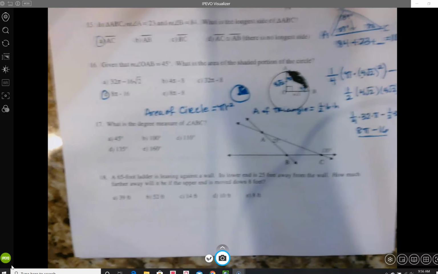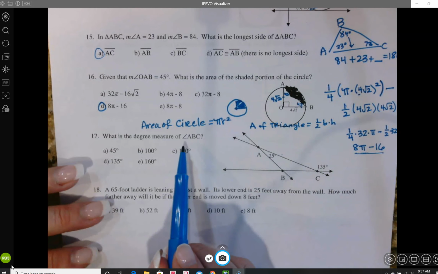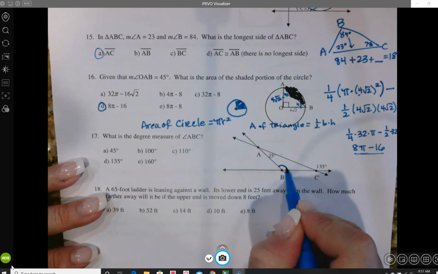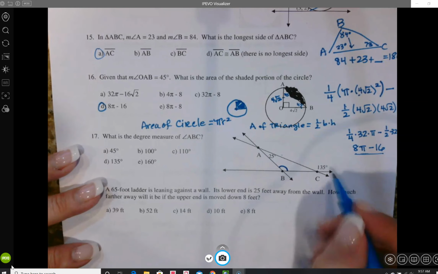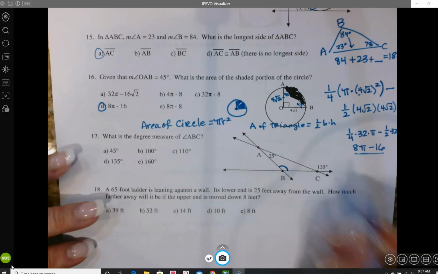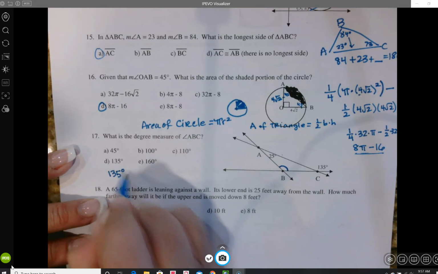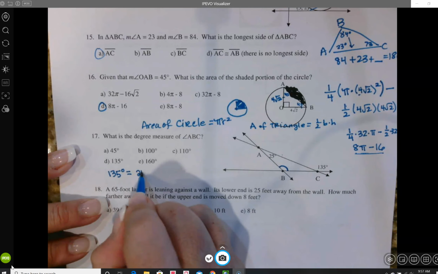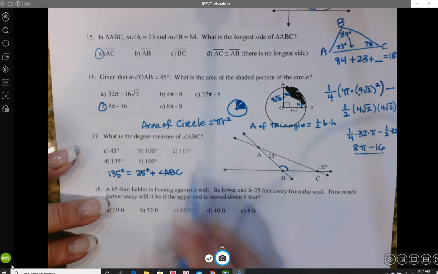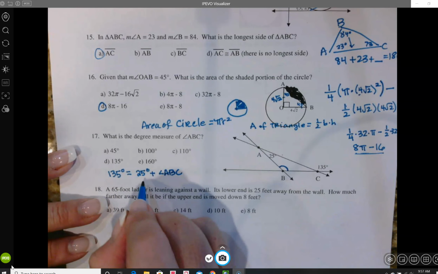Now looking at number 17, this looks like one of the diagrams we've used before. Maybe it'll be something we can figure out. So angle ABC is right here. And what I am seeing is that this 135 is an exterior angle of a triangle. So remember, the exterior angle theorem says the measure of the exterior angle is equal to the sum of the two remote interior angles. So the one we're looking for is the other remote interior. So if I can just subtract this 25 off, I get a 110.